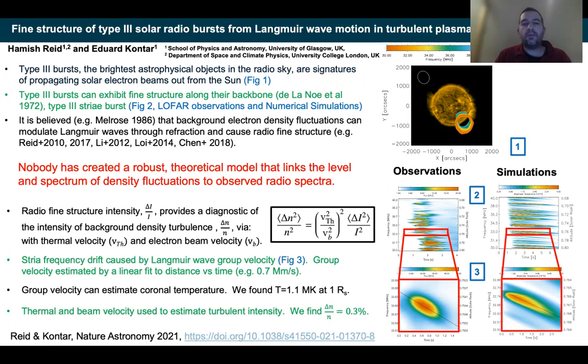Now, the type 3 burst can exhibit fine frequency structure, which you can see in figure 2. There's a LOFAR dynamic spectrum there. This fine frequency structure is believed to be caused by background electron density fluctuations, which modulate the Langmuir waves that are produced by the electron beam, which ultimately modulates the level of radio emission.